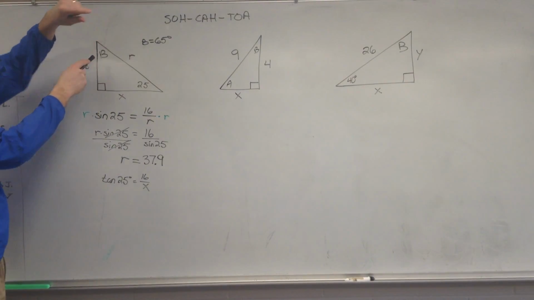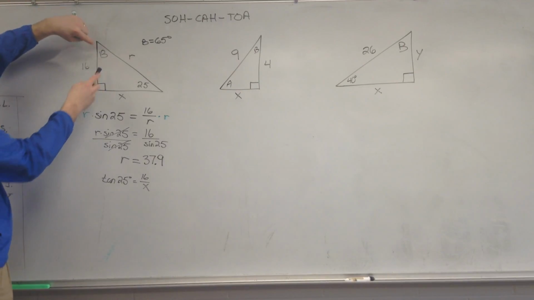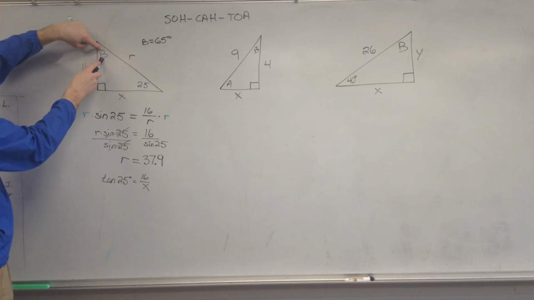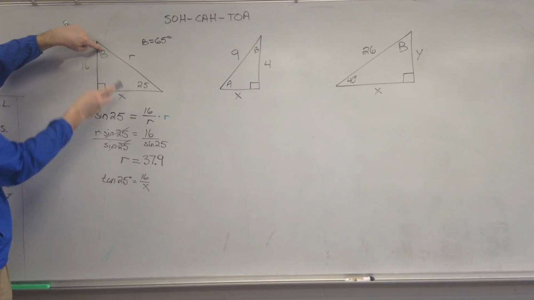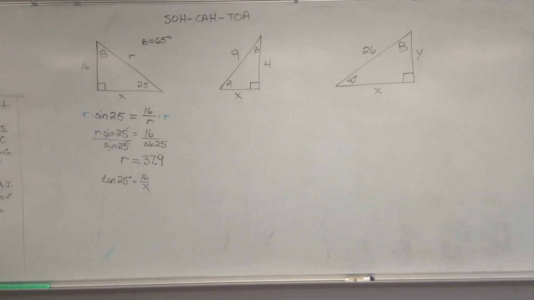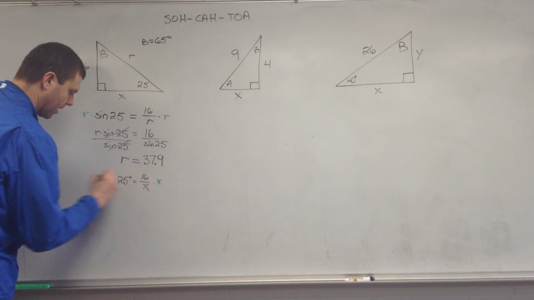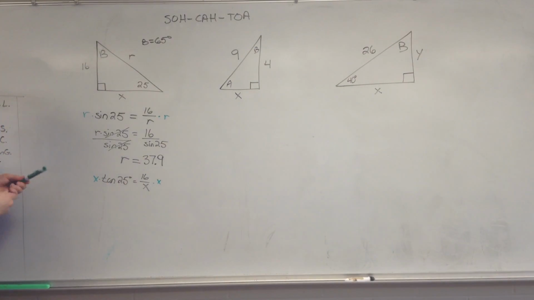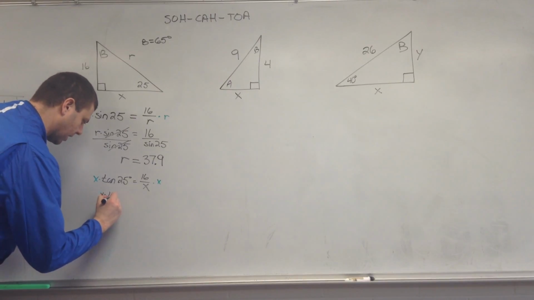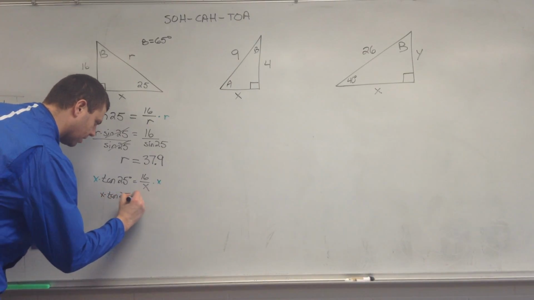If you use the 65, it actually makes it a little bit easier. You could say the tangent of 65 equals x over 16. That would work. But she set it up this way. We'll solve this one just like we did the last one. So Dalton, what do you do? Multiply by x, and then those cross out. So x times the tangent of 25 equals 16.